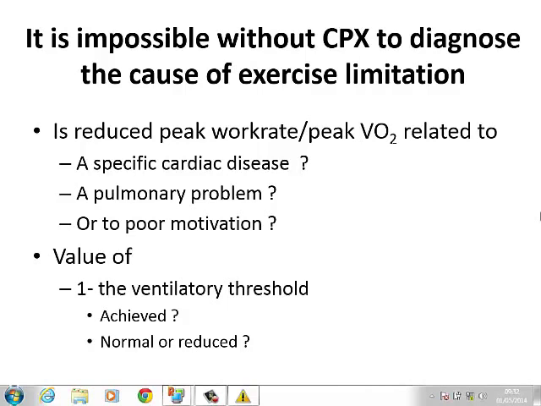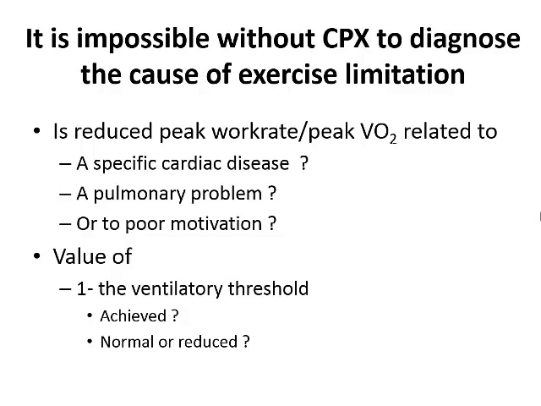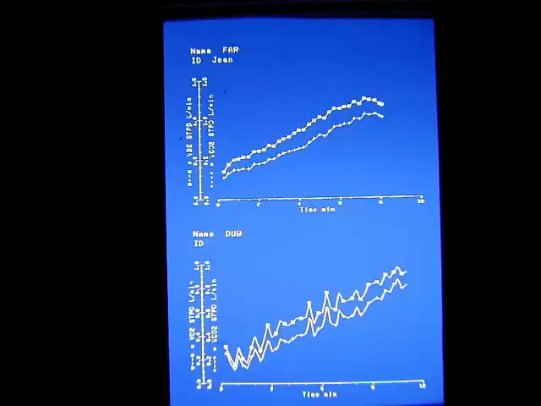And very important to understand, it is really impossible without measuring gas exchange to diagnose the cause of exercise limitation. If you have a reduction in peak work rate or in peak VO2, is it related to cardiac disease, pulmonary disease, or poor motivation? Well, you can rely on these parameters. First, was the ventilatory threshold achieved? If it is achieved and normal, you can say the test was valid. If the ventilatory threshold was not reached, the test is either submaximal or the patient stopped because of, for example, pulmonary disease.